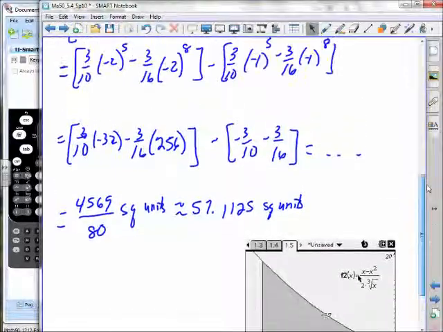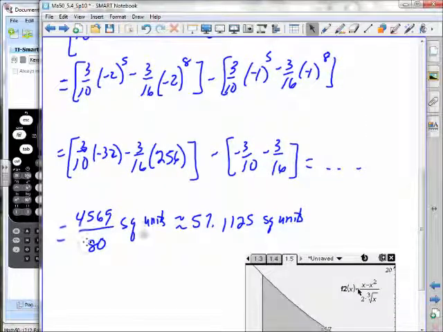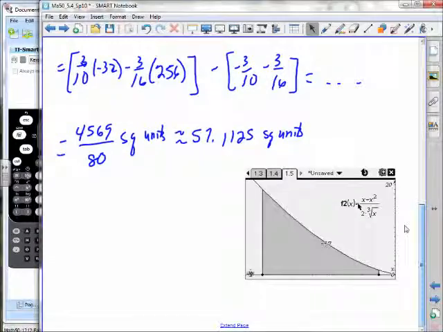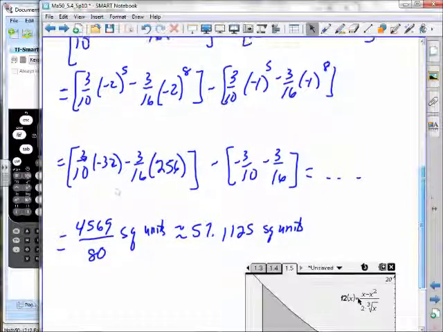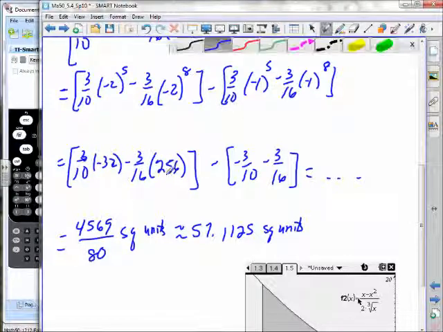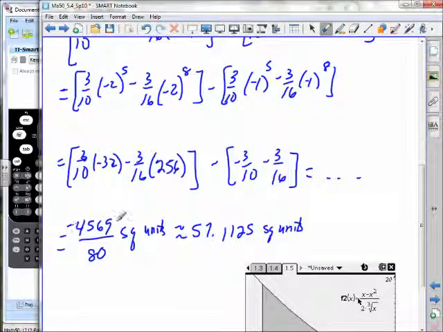Okay. So where did we mess up? Because I don't have a negative on mine. So negative, negative. But I'm taking the opposite of it, so that'll be smaller. Okay. Yes, Chelsea.